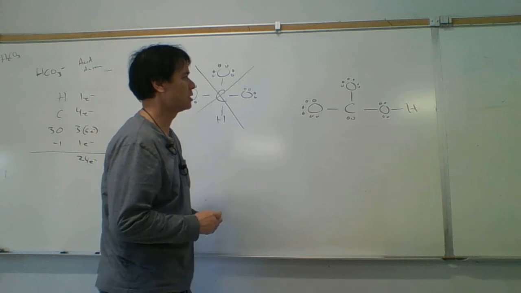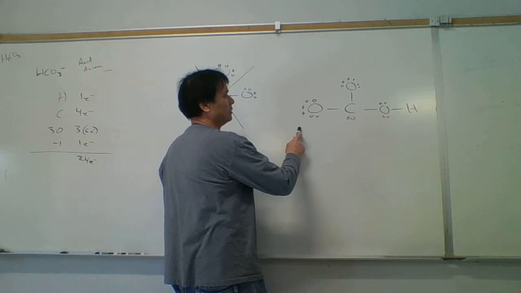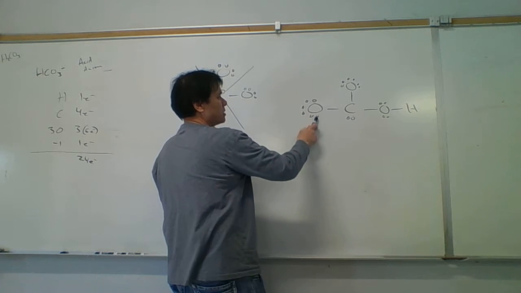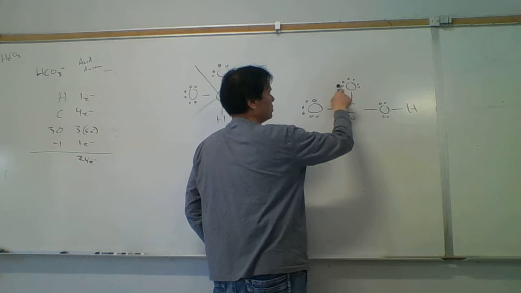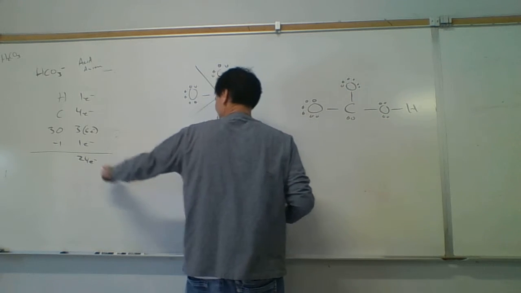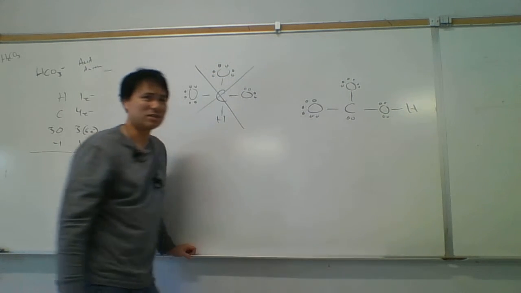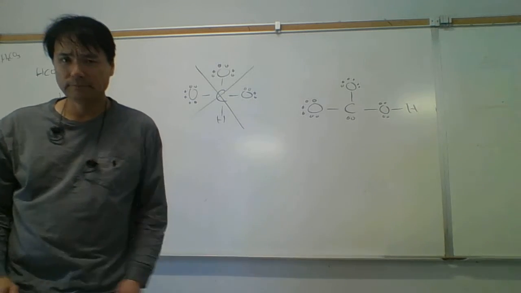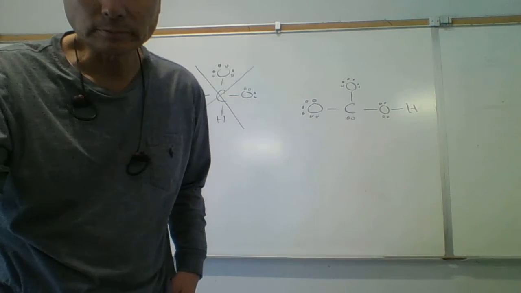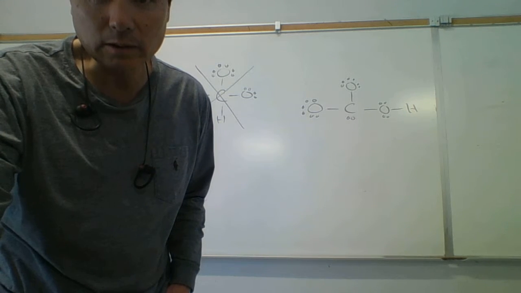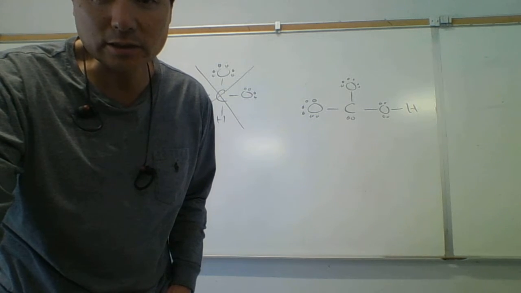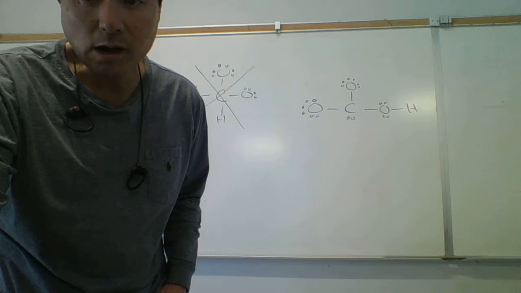But let's do our electron count. When we do our electron count, we go 2, 4, 6, 8, 10, 12, 14, 16, 18, 20, 22, 24, 26. I still have that problem. This is too many electrons, and so I need to remove 2. Now I have a choice. Should I take the 2 from oxygen, or should I take the 2 from carbon?